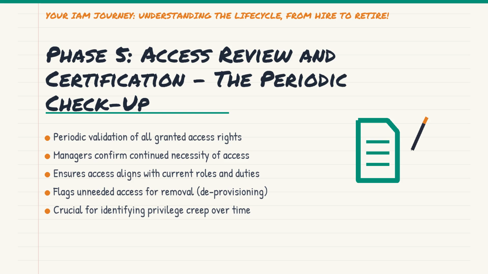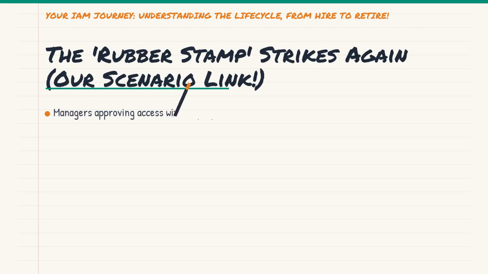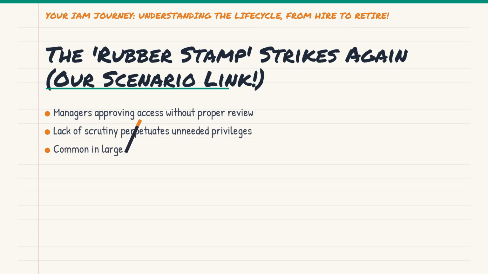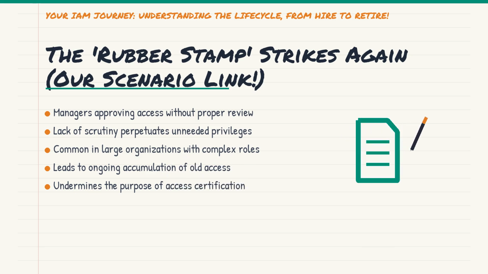This is especially vital for catching those accumulated privileges from transferred employees. This phase is the place where our transferred employee scenario often goes unnoticed. Remember the rubber stamp problem from approvals? It's even more prevalent here.